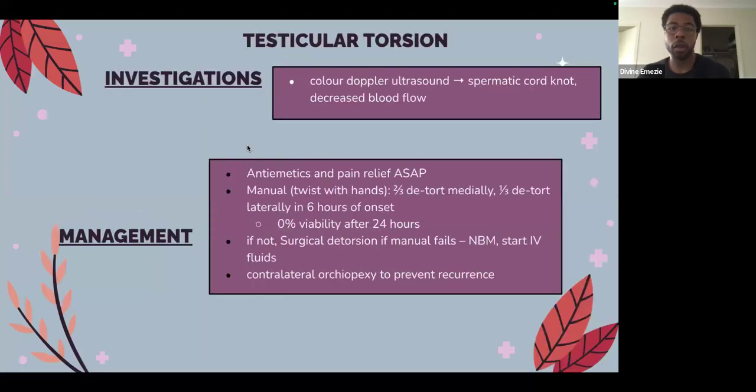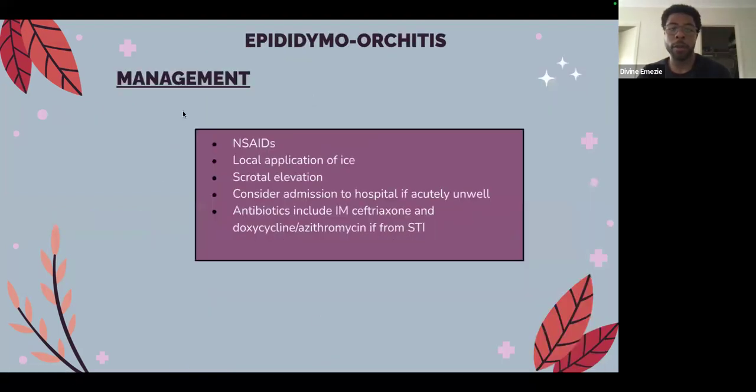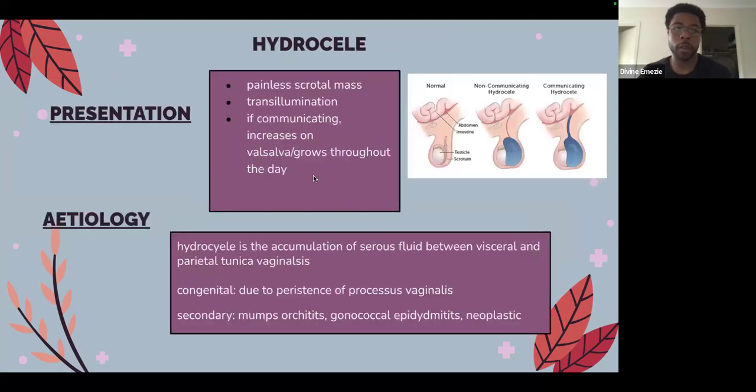Infection. So rather than acute sudden onset pain, we're distinguishing this by gradual pain, especially with fever. Maybe they have other risk factors. There's a couple of different causes. Mumps is a particular one in children, but mainly it's from STIs or UTIs in older men. And lastly, the idea here is that we manage that conservatively with antibiotics, so IM ceftriaxone and doxycycline. So R2 probably won't get access to that management.